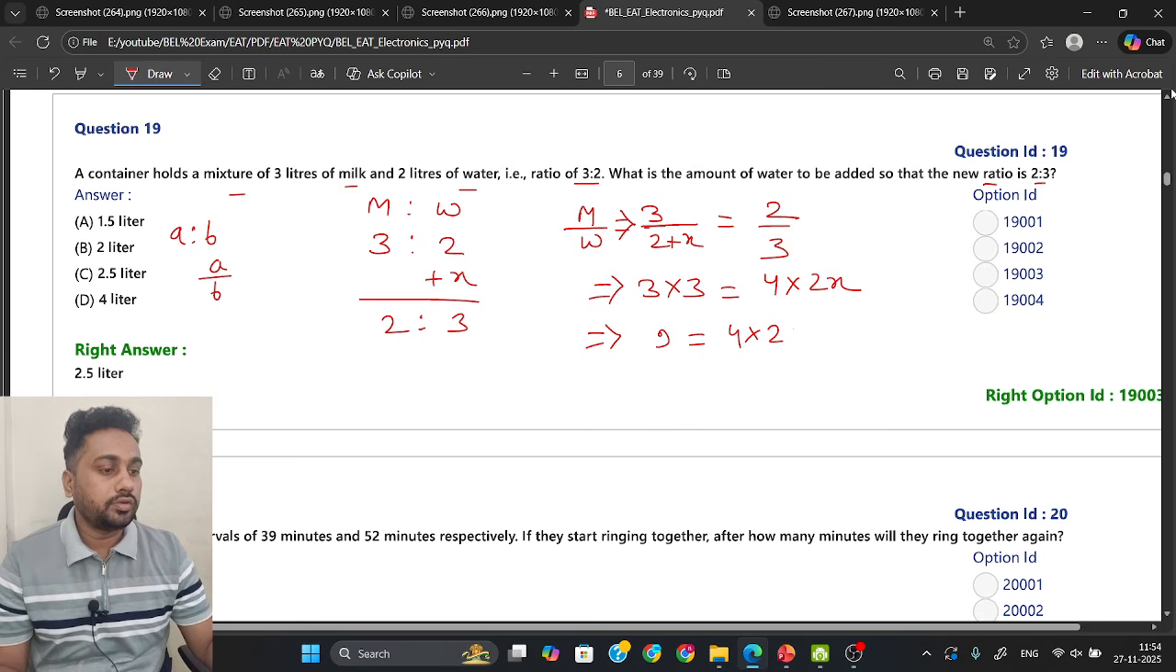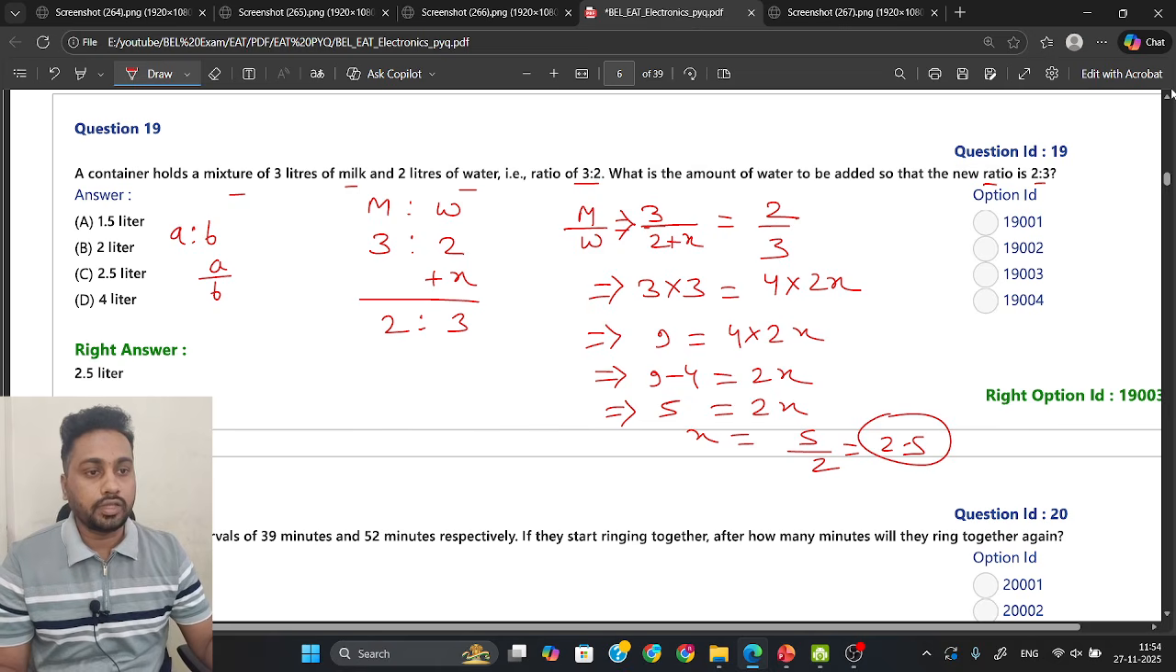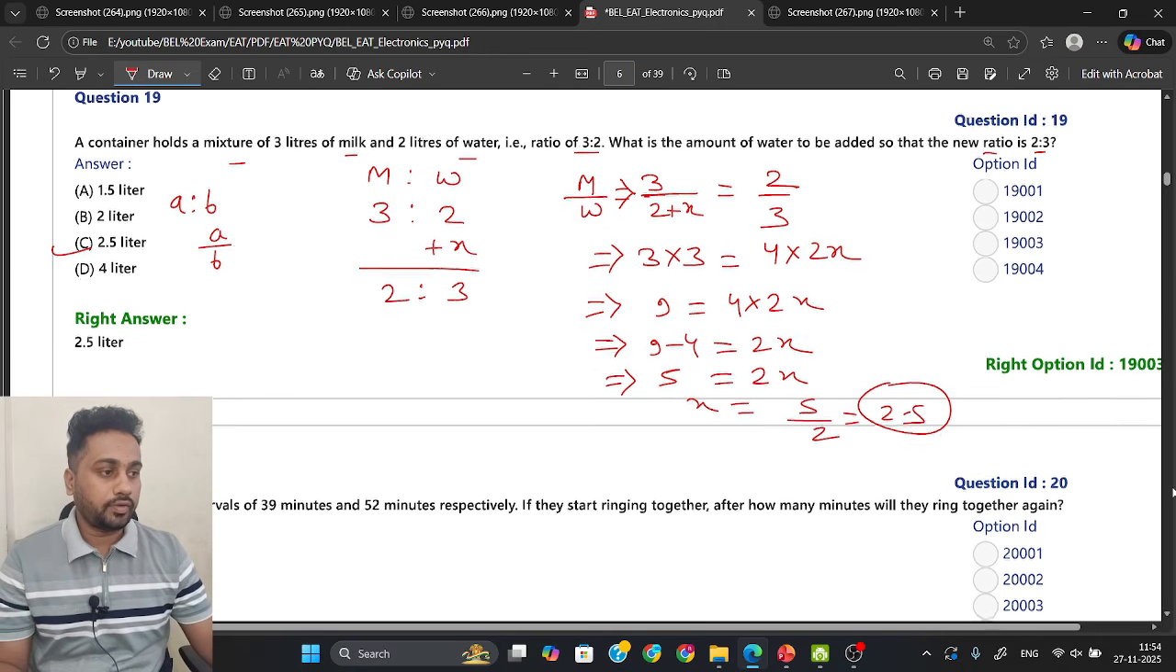So 4 into 2x, here it will be 9 minus 4 and this will be 2x. 9 minus 4 is 5 equal to 2x and x equal to 5 by 2, that is your 2.5 liters. So option C is your right answer. 2.5 is your right answer.